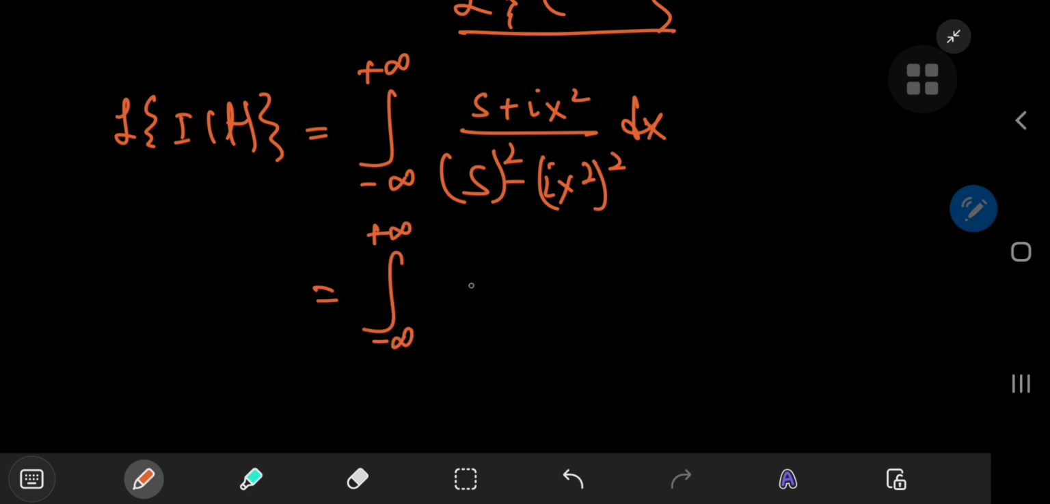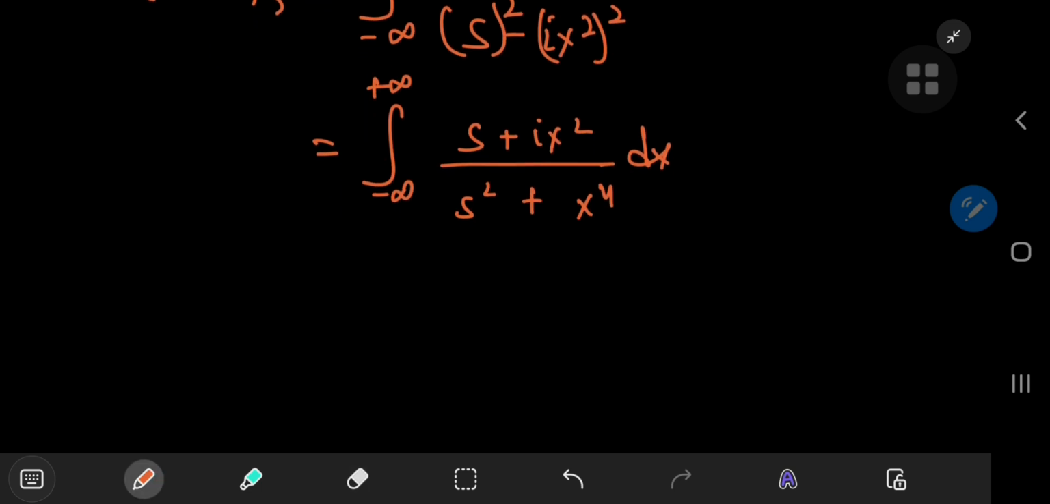to positive infinity of (s plus ix squared) divided by s squared plus i squared x to the fourth power, and i squared, sorry about that, you had s squared minus i squared times x to the fourth power, and i squared is just -1, right? So two negatives will cancel out, and now you have two integrals, one for the real part and the other for the imaginary part, which shows that we're doing something right.